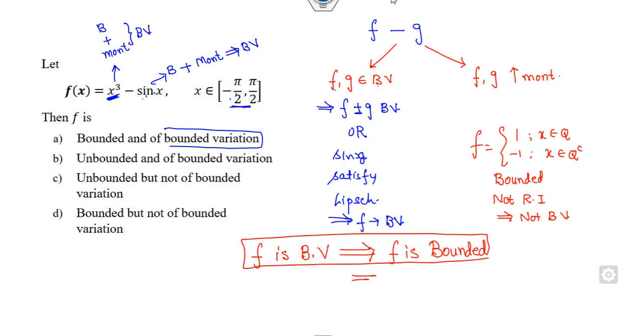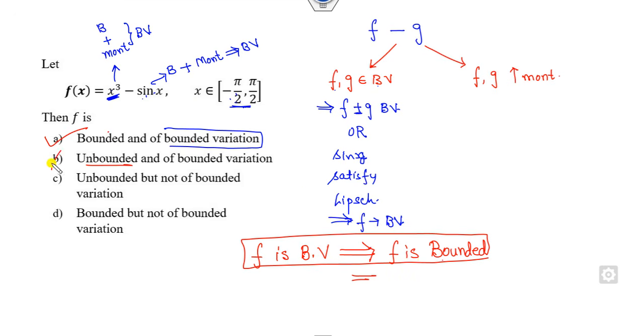Anyhow, f is a bounded variation, it implies f is bounded. So it's bounded as well as bounded variation. Unbounded, unbounded, or bounded but not bounded variation is a wrong option. Fine.